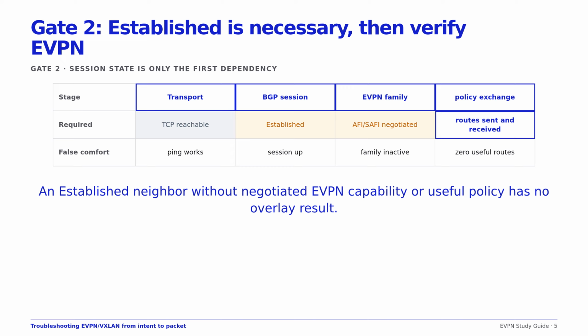If the family is absent, no amount of VXLAN or FDB inspection will create remote EVPN reachability. If the route reflector sees the route but a client does not, examine reflection and export. If the client receives it but does not import it, move to the policy gate. Keep session health and service health as separate facts.